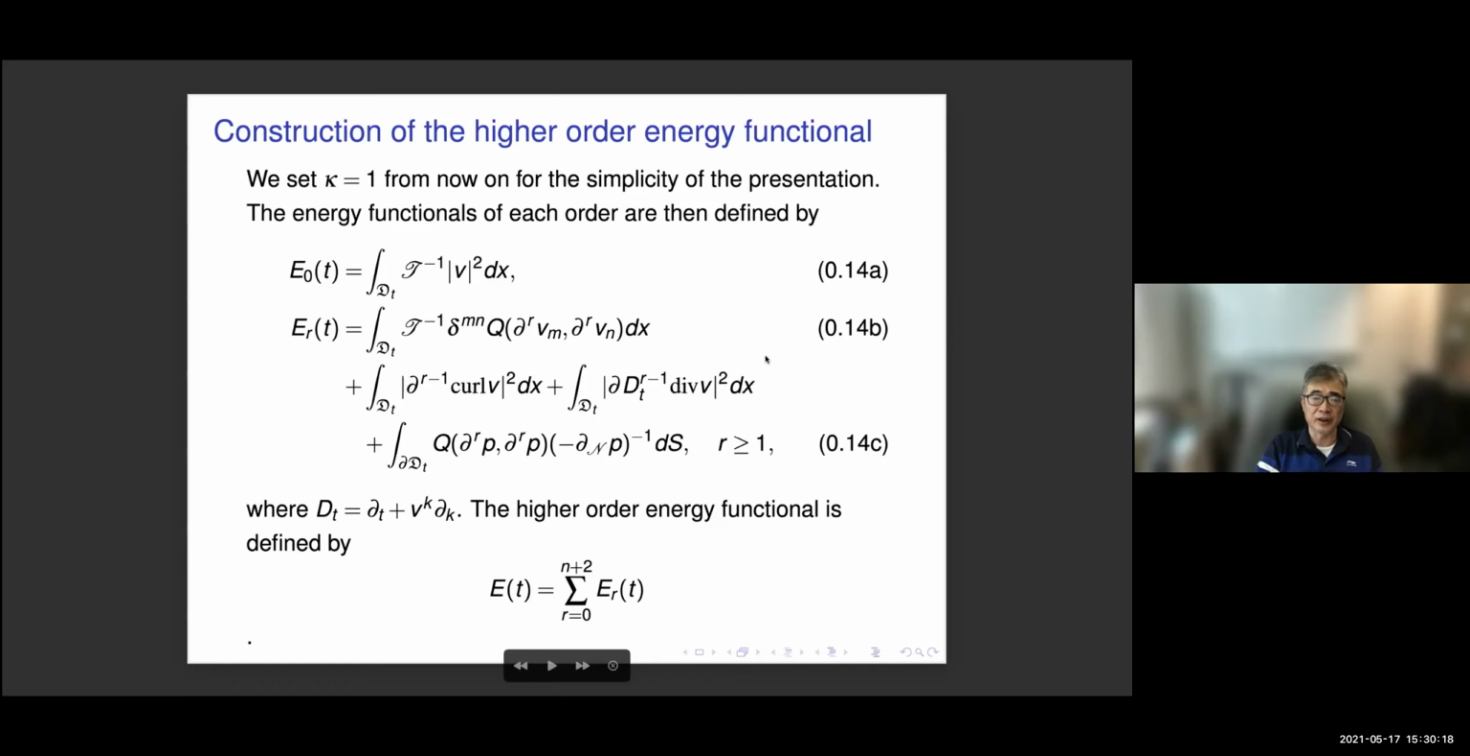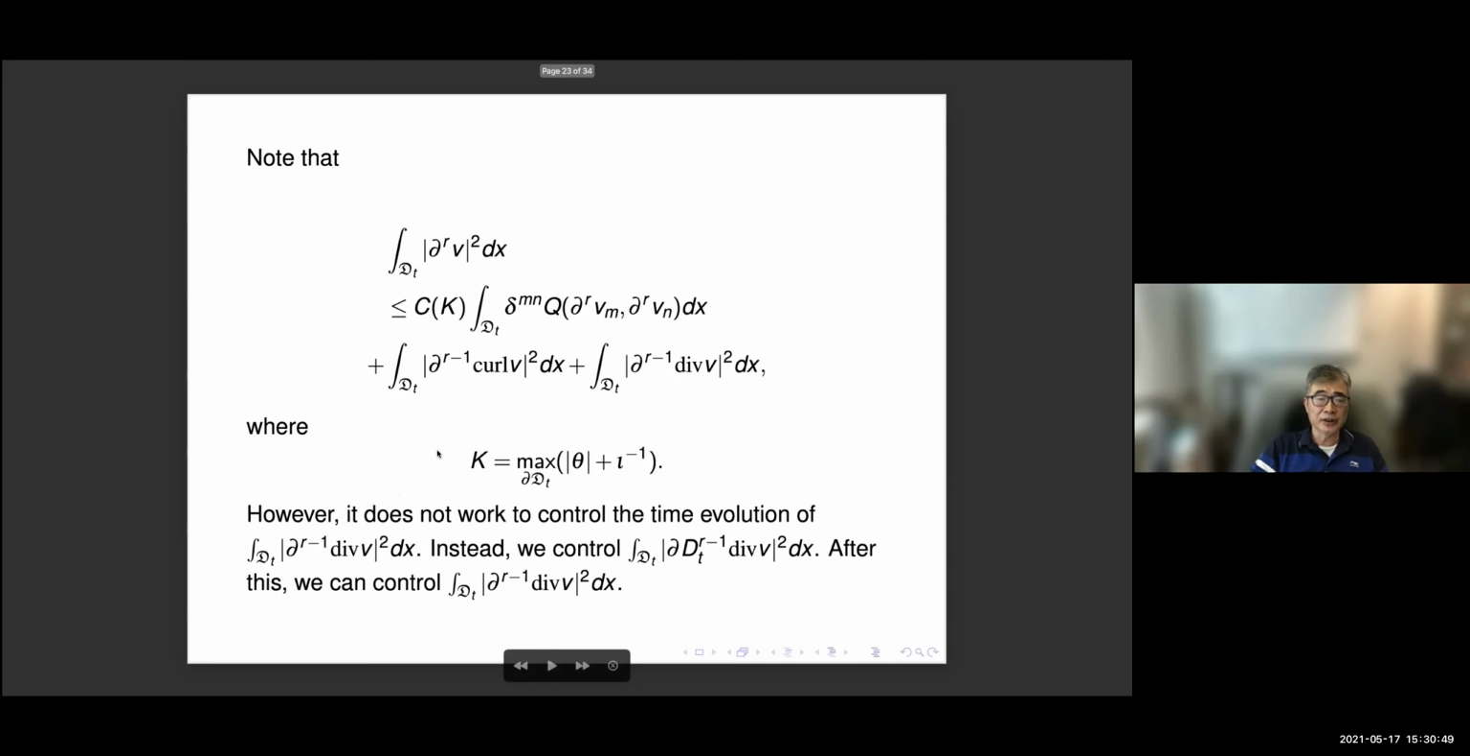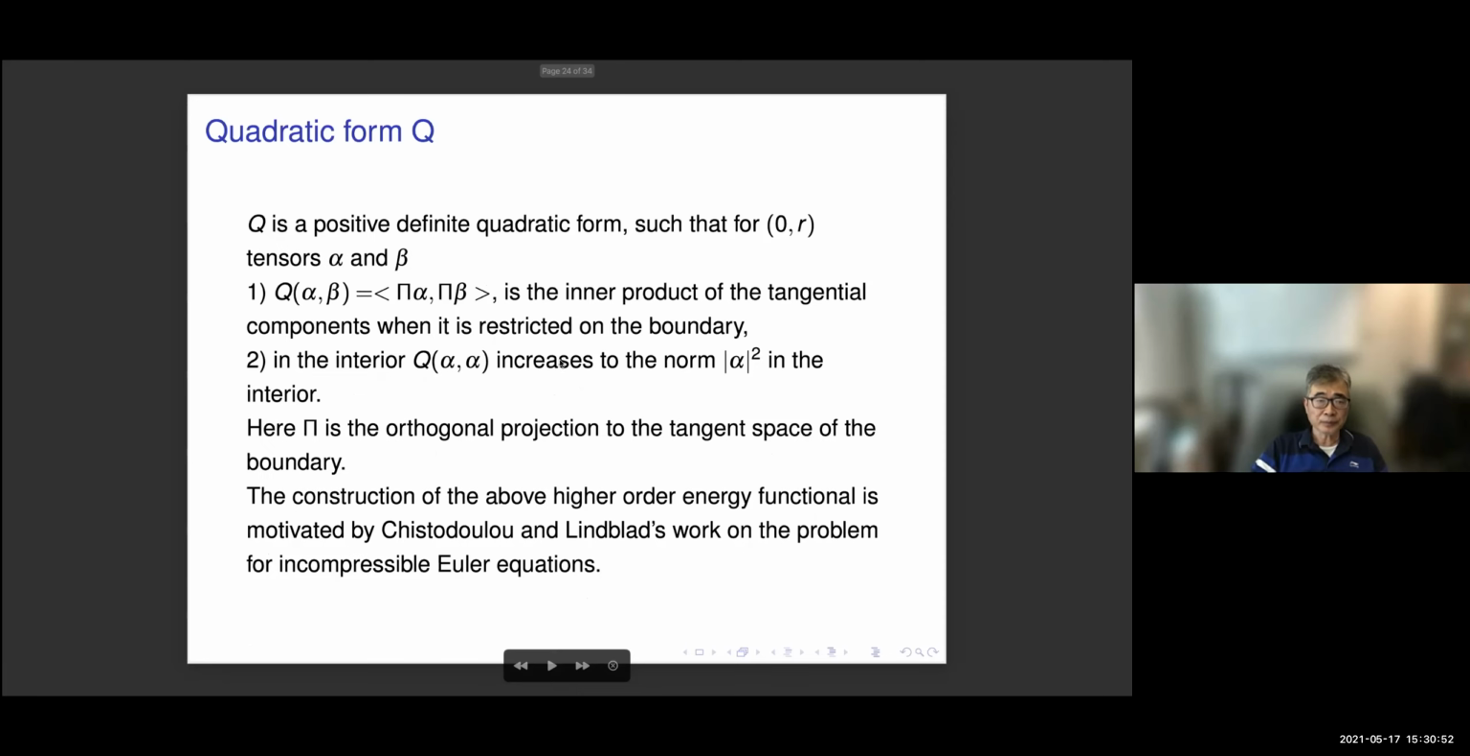This is an important consideration here. But what is here, dt, as I said, is a material derivative. So then what is this q here? This q is a quadratic form. So this quadratic form is given by this. This q is a positive definite quadratic form.